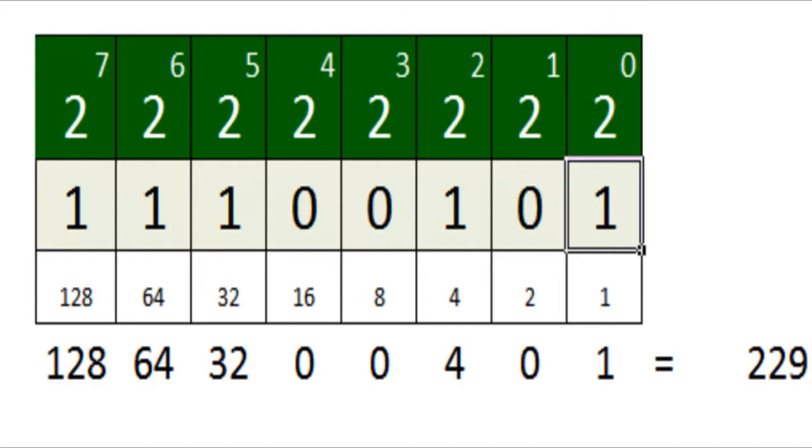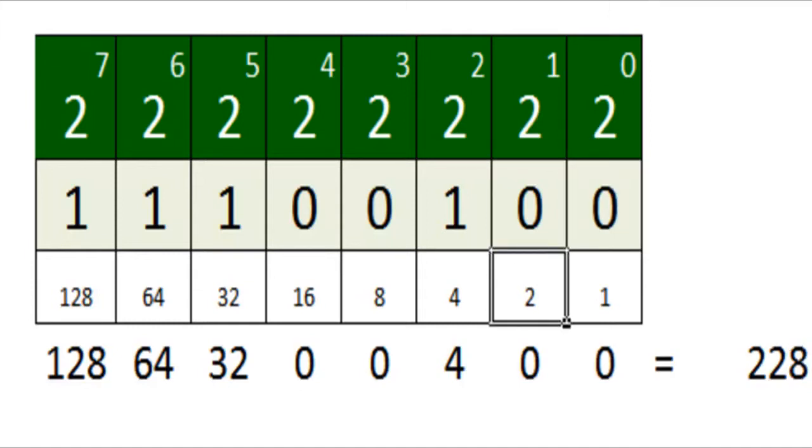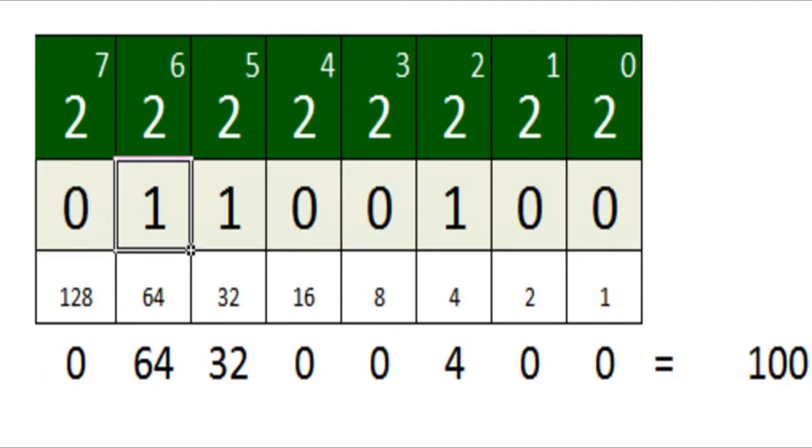Watch the change it makes when this rolls from a 1 down to a 0. We went from 229 to 228. That's not a very significant change. But if this goes from a 1 to a 0, we go from 228 to 100. So this is the most significant bit, or MSB. And the rightmost is the least significant bit, or LSB.